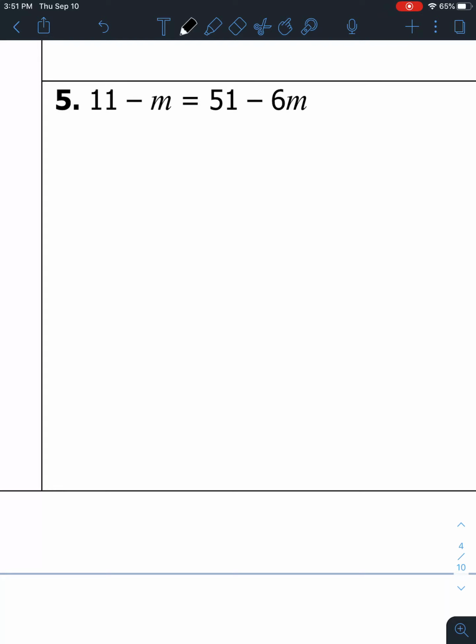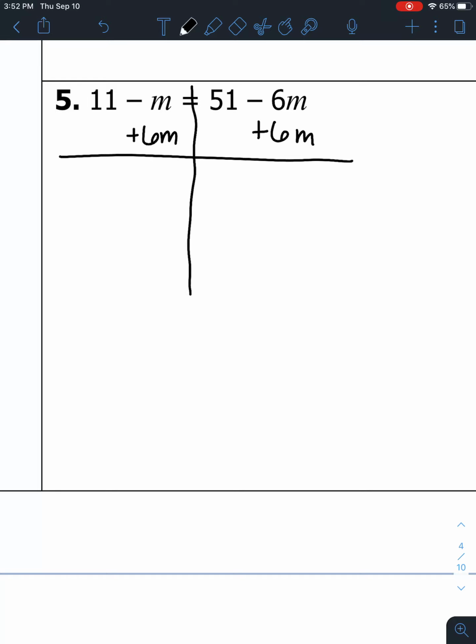So 5, again, very similar to 1, 2, and 4. I'm getting my variables to one side, my numbers to the other. I, again, like to keep my variables positive, so I'm going to move my smallest variable. So I move my negative 6m to both sides. Opposite of negative 6m is plus 6m. So I'm going to bring down my 11. 1m, negative 1m plus 6m is 5m. And my 51 stays here.